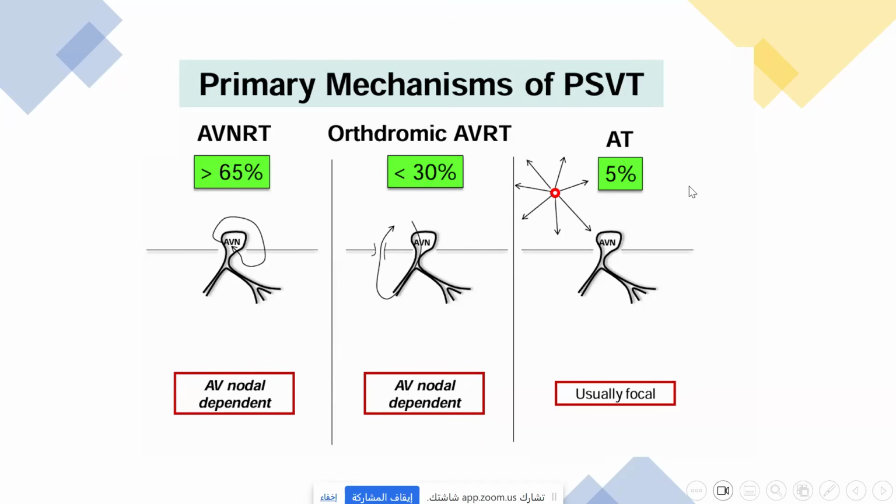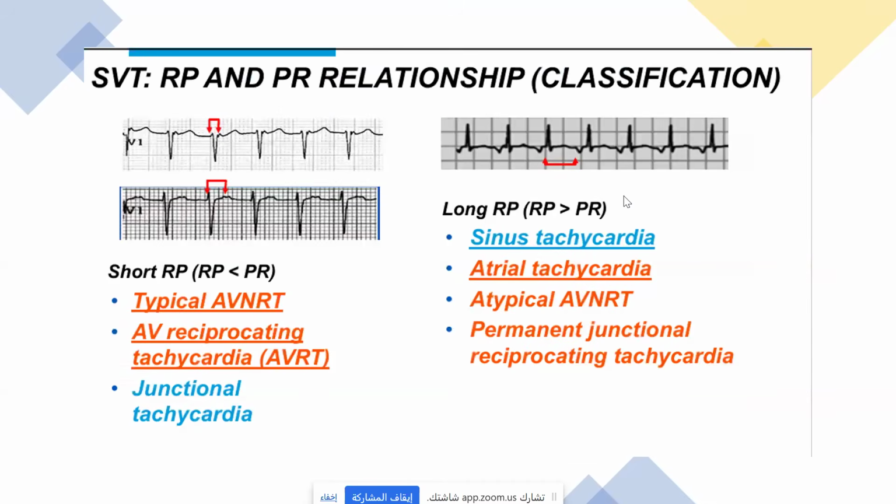Atrial tachycardia is usually focal. It can be re-entrant, but the most common is focal. And usually it represents 5% to 10% maximum of paroxysmal supraventricular tachycardia.